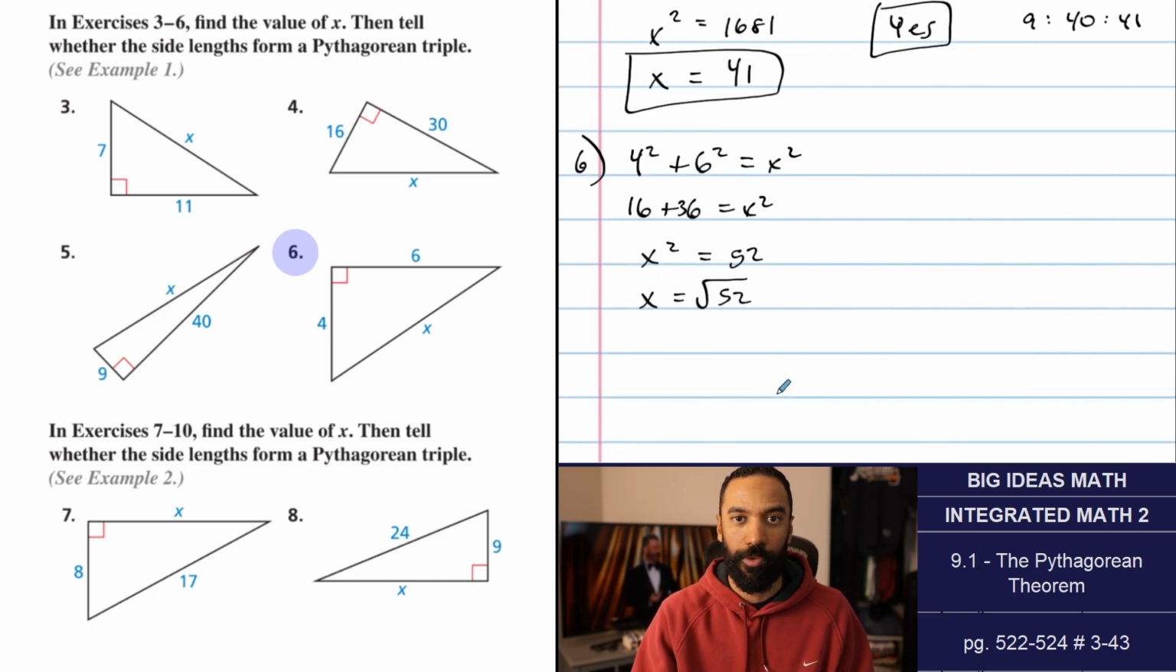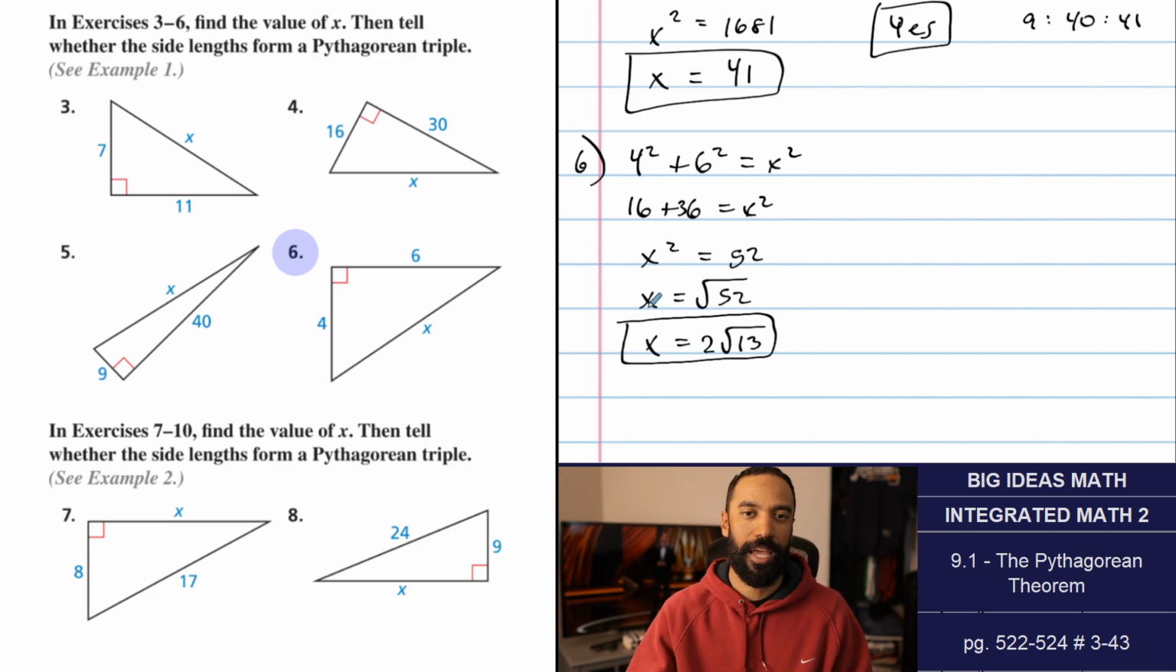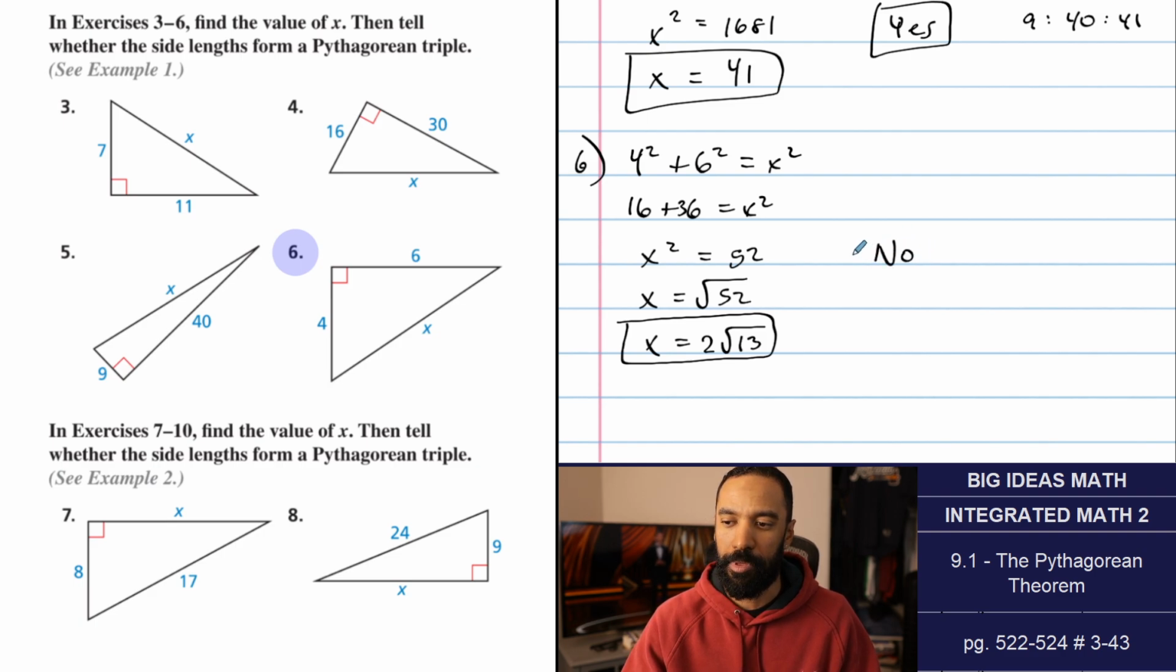Now, 52 is 4 times 13. So the square root of 4 is 2, and the square root of 13 stays as such. So we'll leave it like that, 2 root 13 as we simplify it. No, not a Pythagorean triple. 2 root 13 is not an integer.